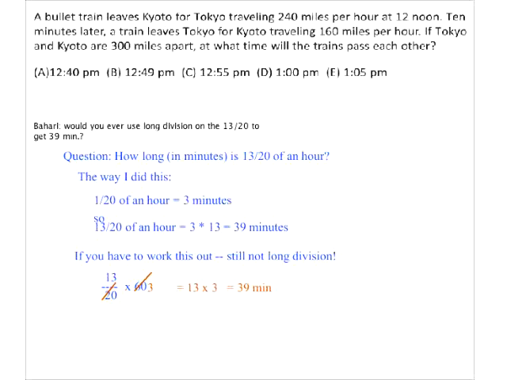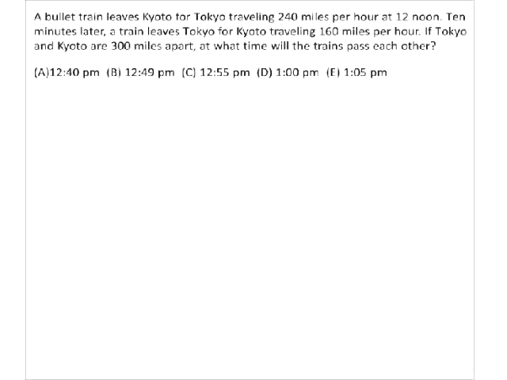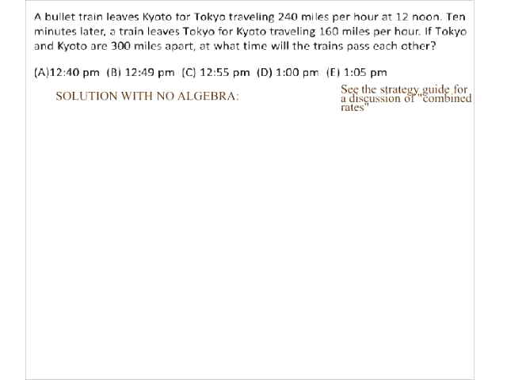Okay, let's talk about something else. How can we do this using no algebra? What can we do? You can do combined rates. Like I said in the last problem, I'm going to defer combined rates to the strategy guide. So see the strategy guide for a discussion of combined rates, because the discussion of combined rates in the strategy guide is excellent. So check that out.